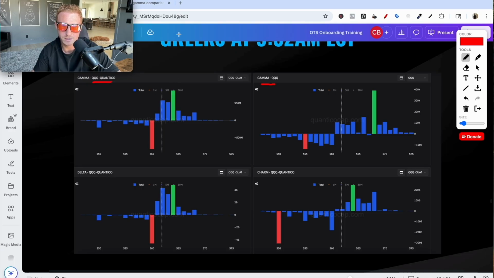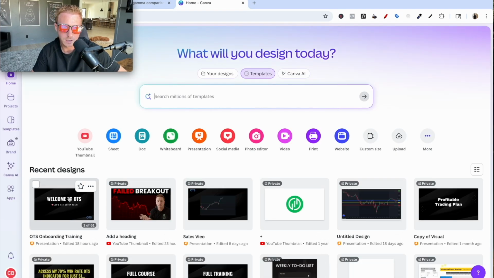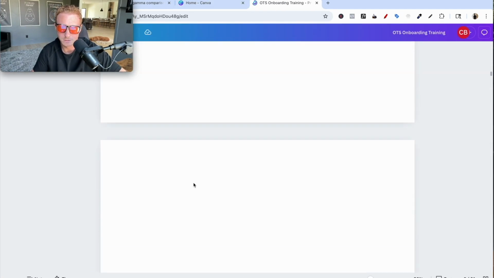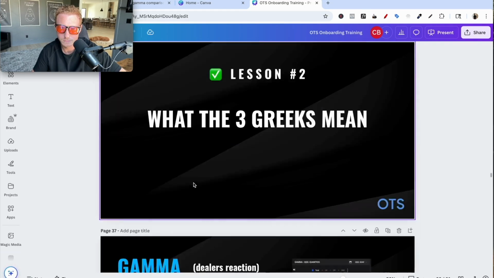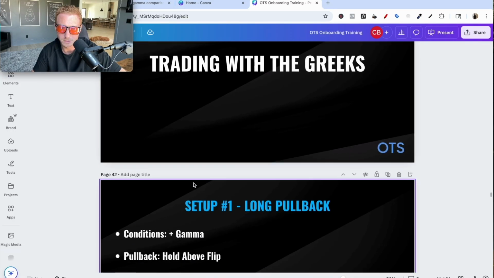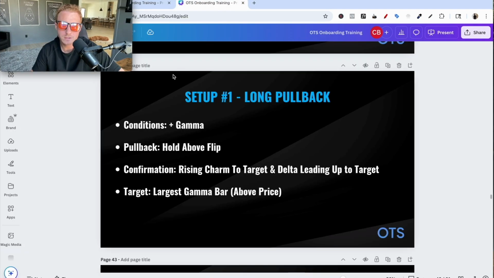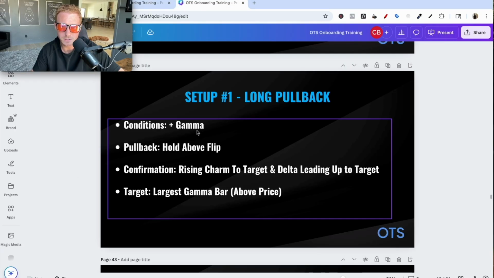Actually, let me just pull up another one so I don't have to go back and forth. Let's go back. All right, so we're looking at setup number 1, our long pullback. First thing we want to see is positive gamma. Do we have positive gamma? Well, yes, look where dotted price is. We're in the positive zone. Negative zone is down here. So that means this setup is going to be valid based on what we see so far.